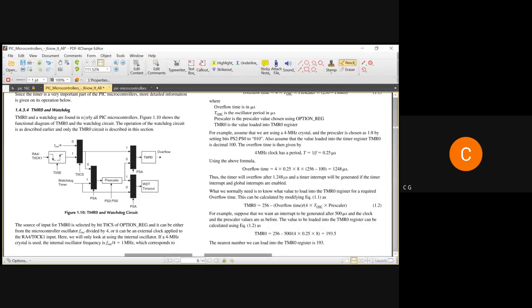TMR0 and watchdog. When you have a timer, the watchdog is a basic element present in the 8051 and also in the PIC microcontroller. From this diagram, the oscillator is divided by 4. So for every 4 clock pulses, it gives one signal, and there will be some timer receiving this input.